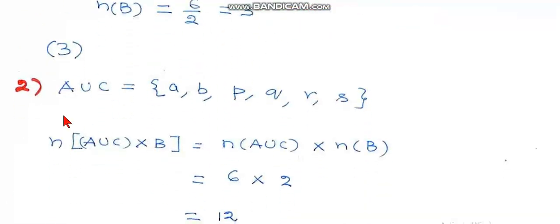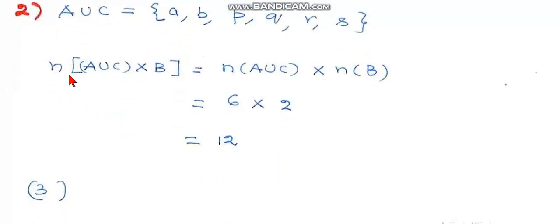Then question number 2, A union C. We can find A union C, A is given, C is given. A union C is {a, b, p, q, r, s}. The number of elements in (A union C) cross B is the number of elements in A union C into the number of elements in B. The number of elements in A union C is 1, 2, 3, 4, 5, 6. So 6 into the number of elements in B, which is 2. So 6 into 2 gives you 12. The number of elements in (A union C) cross B is 12.